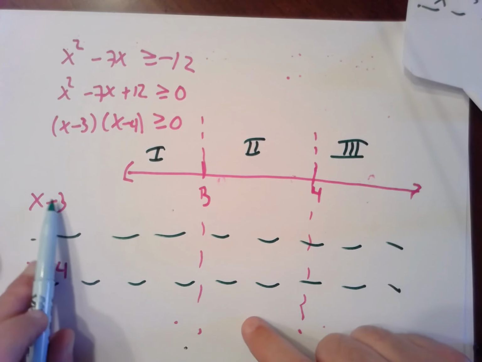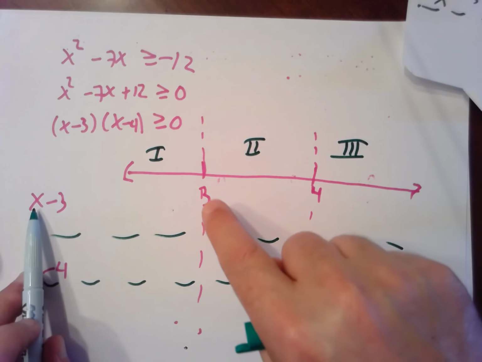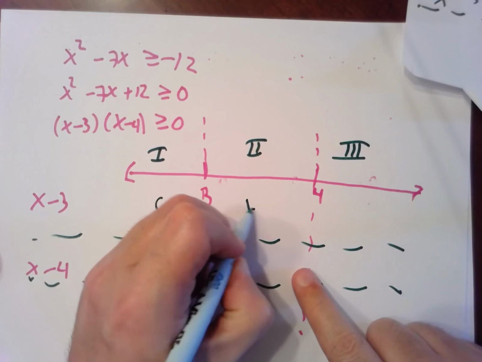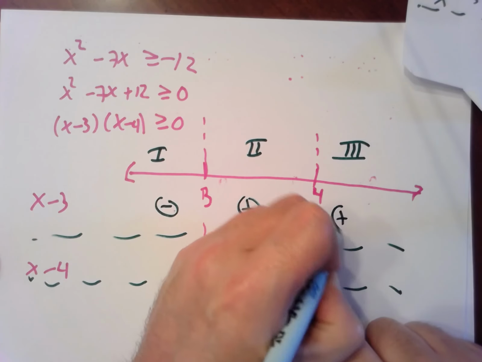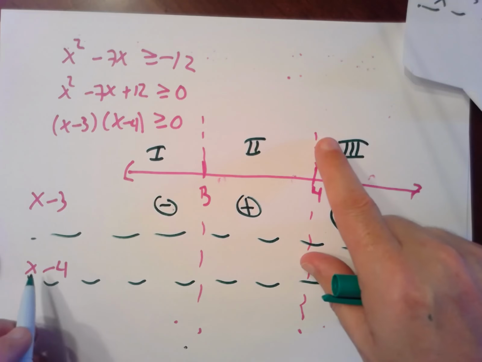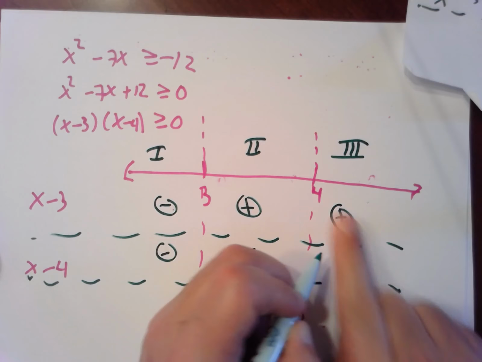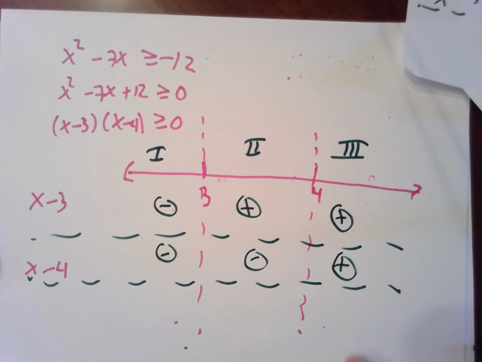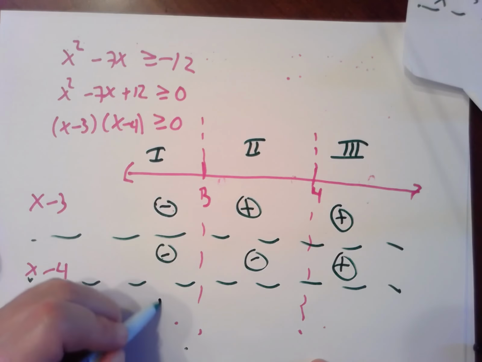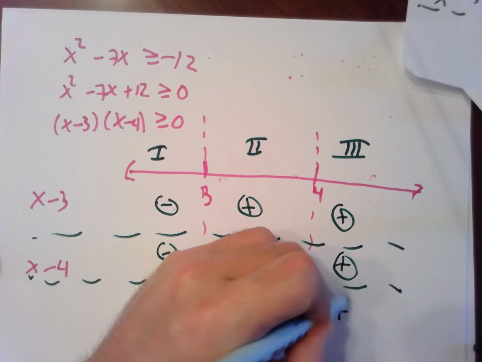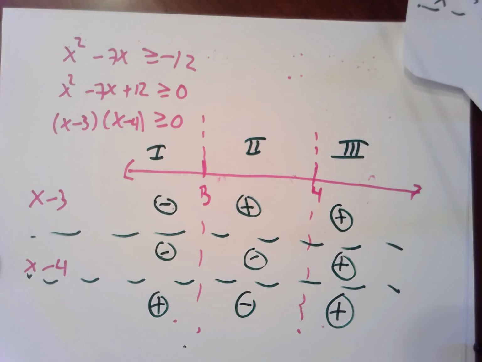Okay, where's he going to switch? X minus 3 switches at 3. He's negative below, positive above. X minus 4 switches at 4. He's negative below 4, positive above. 2 negatives makes a positive. 1 negative makes a negative. 2 positives is a positive.